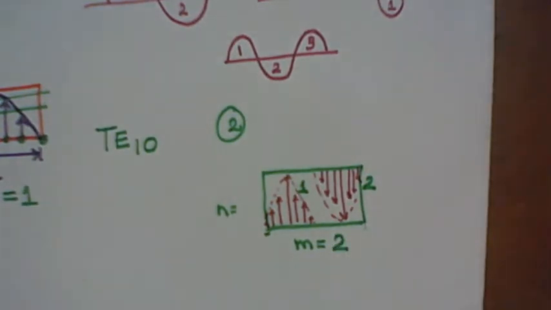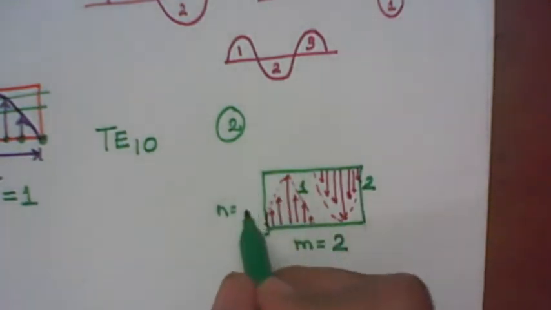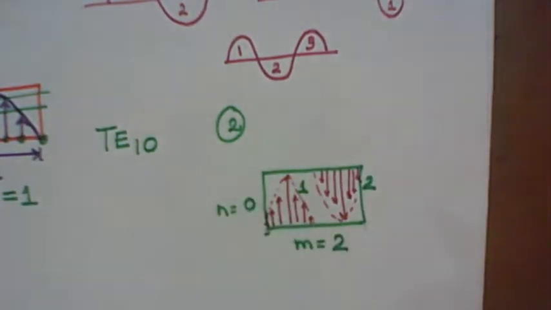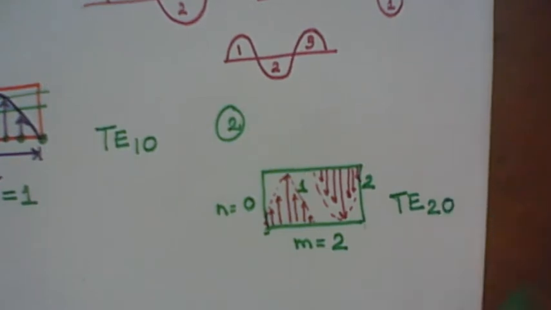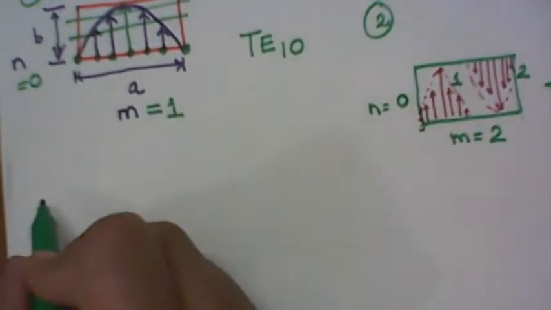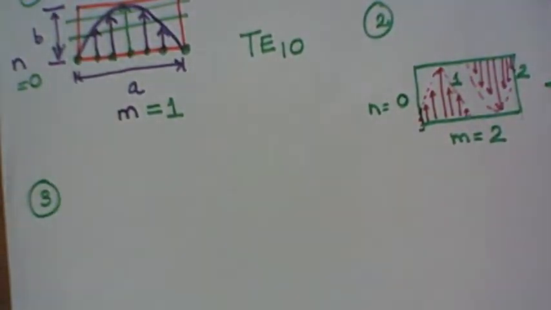Okay, but towards narrower dimension, if I see it from here, I am not getting any value, so that value is equal to 0. So I represent this as TEMN, that means 2, 0. Okay. Let me take one more example.